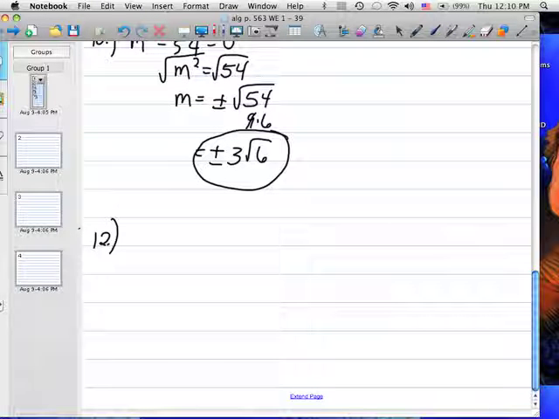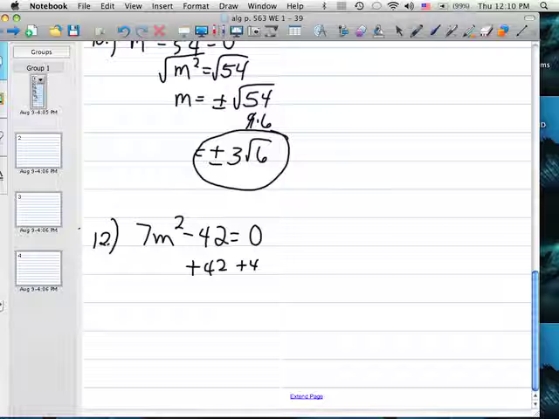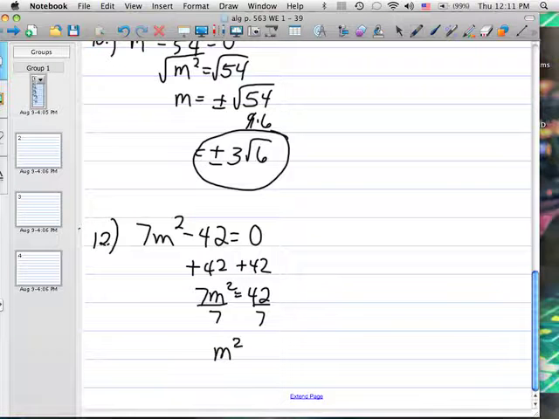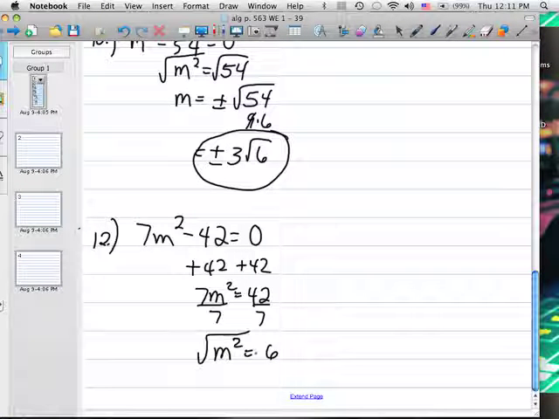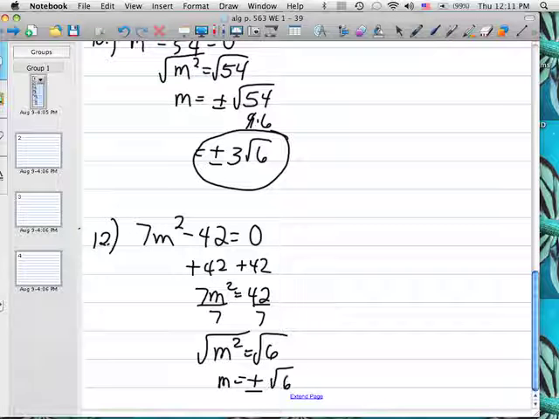Problem number 12, we have 7m squared minus 42 equals 0. Isolate the perfect square, add 42 to both sides, so we get 7m squared equals 42. Divide by 7, and we get m squared equals 6. Take the square root of both sides, m equals plus or minus the square root of 6, and there are no perfect squares in 6.